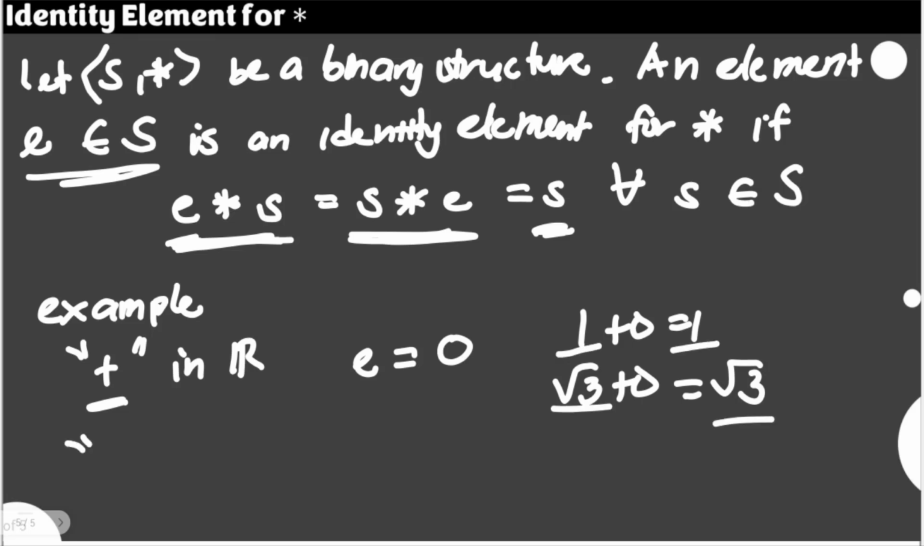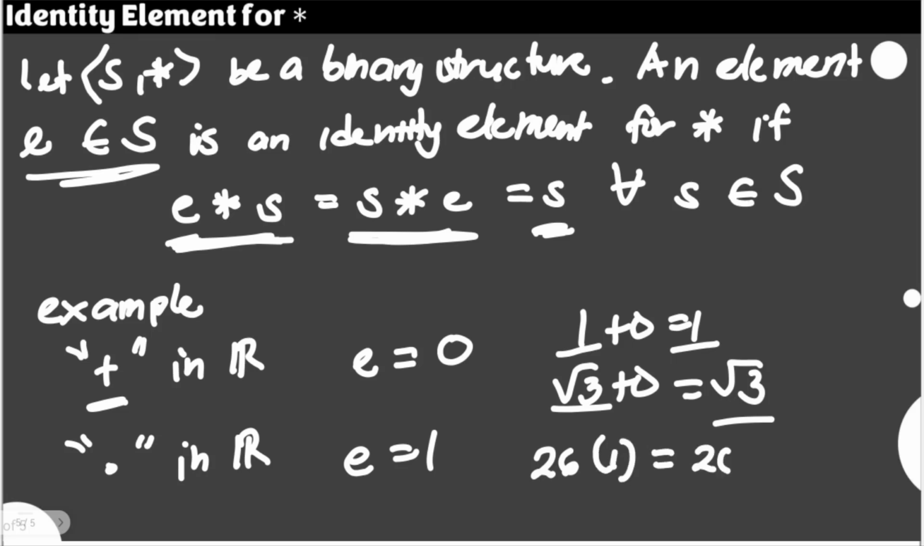The same thing for the usual multiplication in R. I'm just denoting it with a dot. Our identity element is 1, because whatever value in the set of real numbers you multiply by 1, it's the value itself. So for example, 26 times 1 is just 26. Let's say 1/3 times 1 is just 1/3. So again, it doesn't change the value.